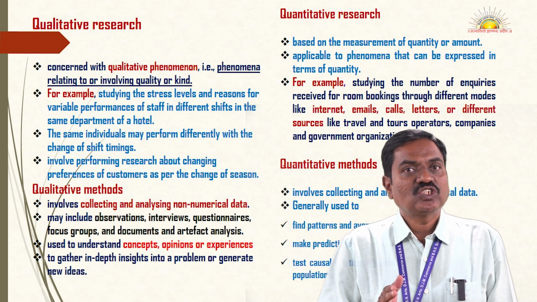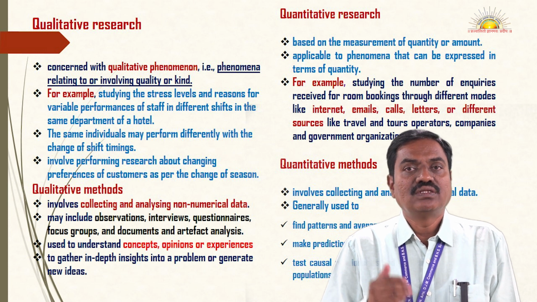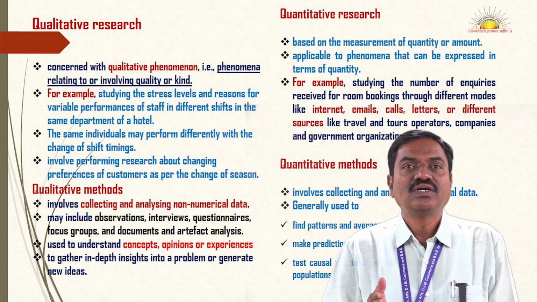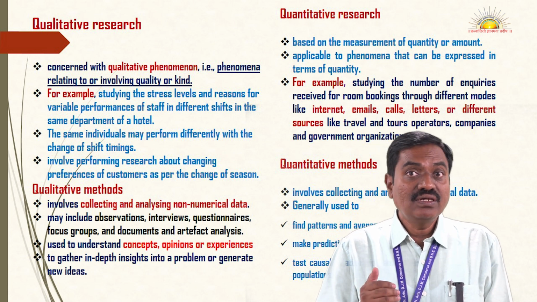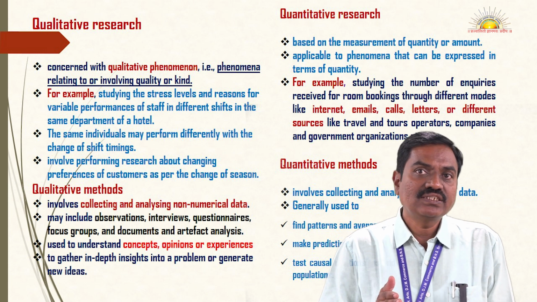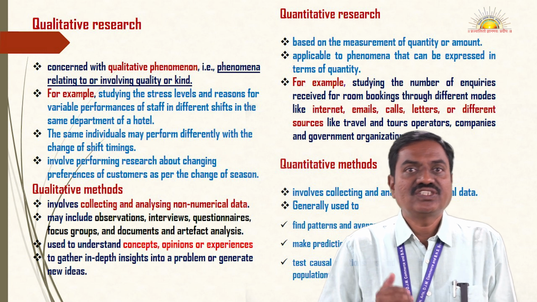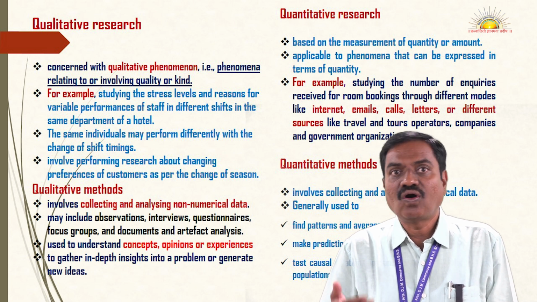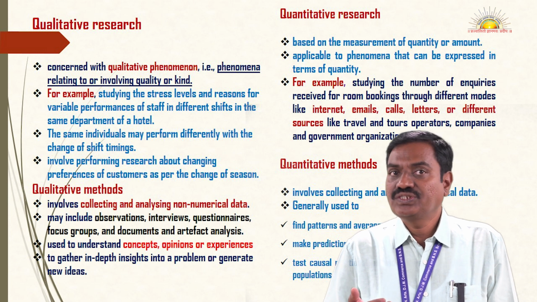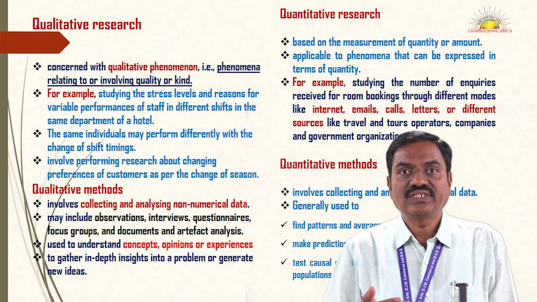The next term is quantitative research. Quantitative research is based on the measurement of quantity or amount, a numerical data. It is applicable to phenomena that can be expressed in terms of quantity or numbers. For example, studying the number of inquiries received for room bookings through different modes like internet, emails, calls, letters, or different sources like travel and tours operators, companies and government organizations, etc.